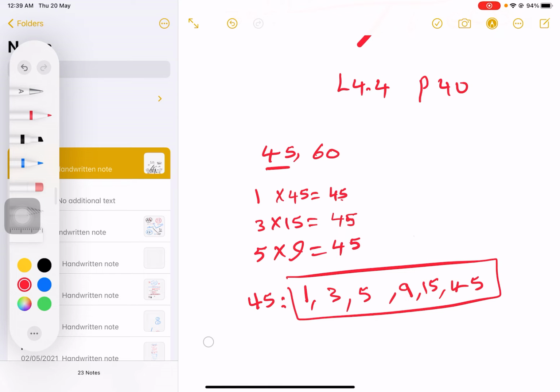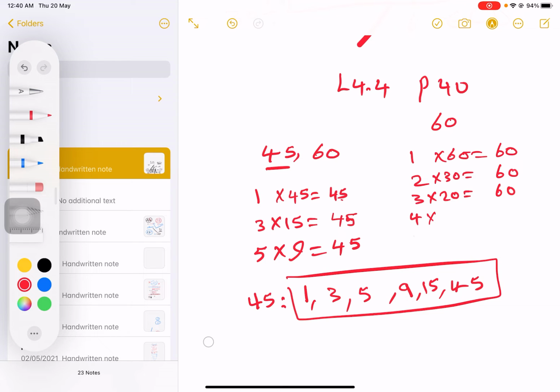Now I will do 60. 1 times 60 equals 60. You should start with 1, and multiply by the same number. 2 with what? 30 will give you 60. 3 with 20 will give you 60.